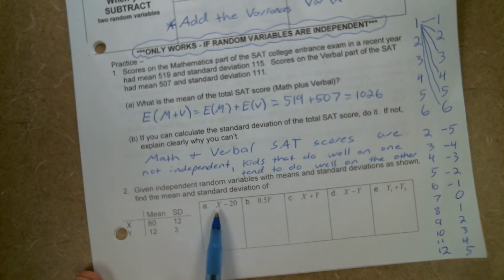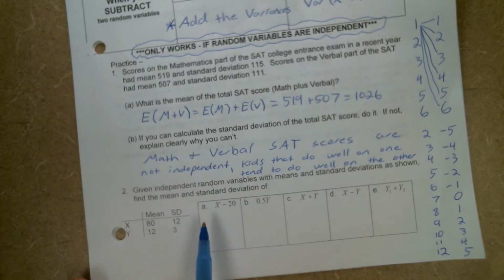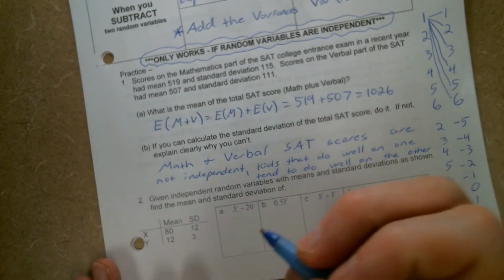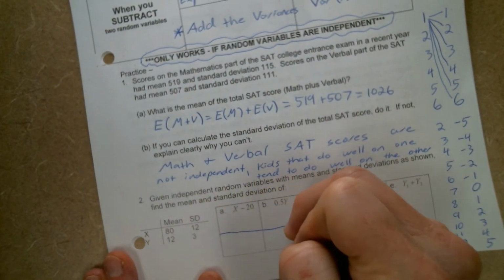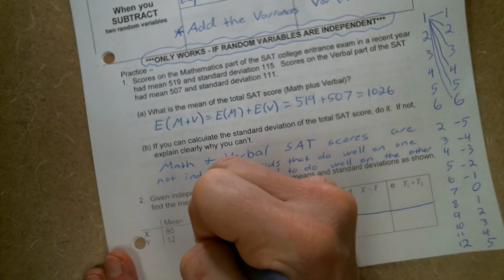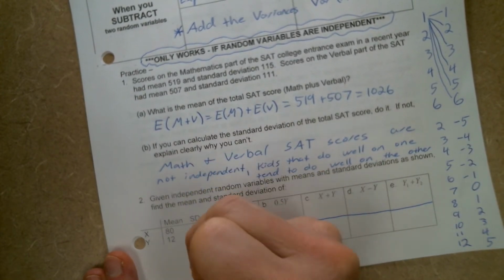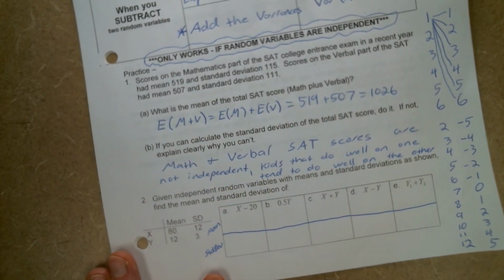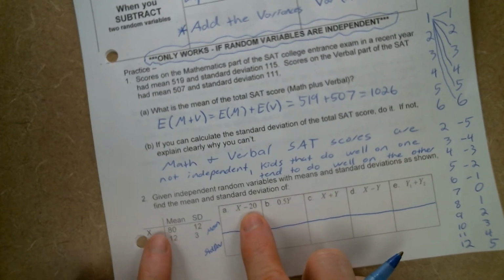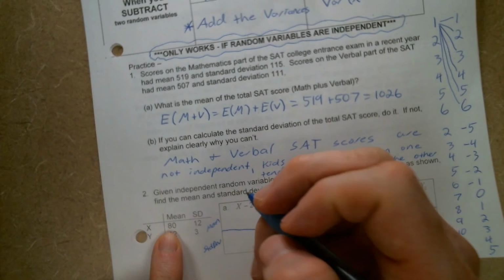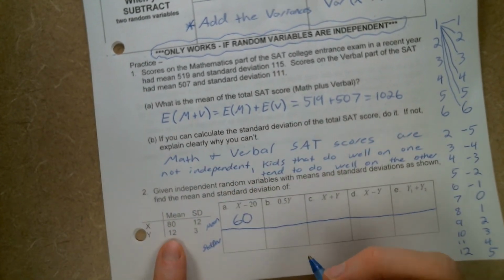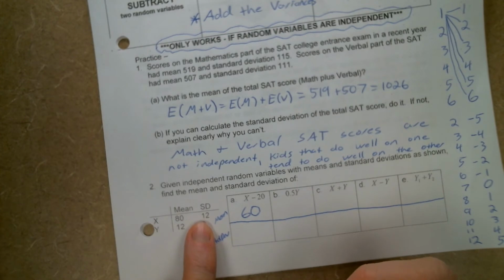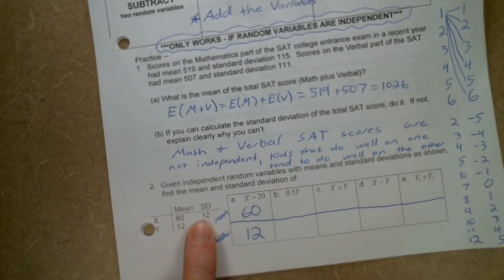So this first one says, all right, what if you subtracted 20? What if you subtracted a constant? What would happen to the mean? What would happen to the standard deviation? All right, so we're going to put all of our means on the top. This is going to be our mean row, and we're going to put all of our standard deviations down below. Right. So when we're subtracting a constant, the mean is subtracted by that same constant, but the standard deviation is not affected by adding or subtracting a constant.